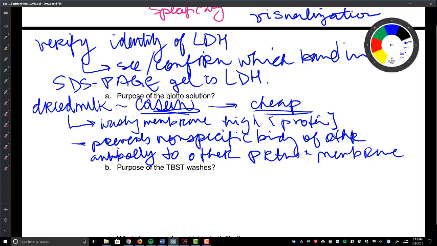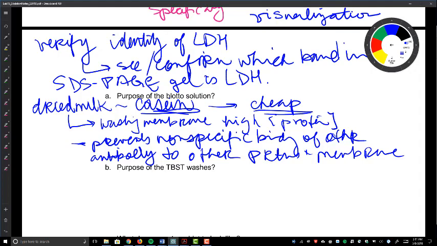And so if you were to just throw your antibody on the membrane and develop it, the whole membrane would turn purple because your antibody just non-specifically glommed onto the whole sheet. So what happens with Blotto is that it takes up all the sites on the membrane that aren't taken up by proteins in your sample. Then the antibody isn't going to bind the membrane because the milk proteins are taking up all the spots, and therefore it's only going to bind to the places that have LDH.